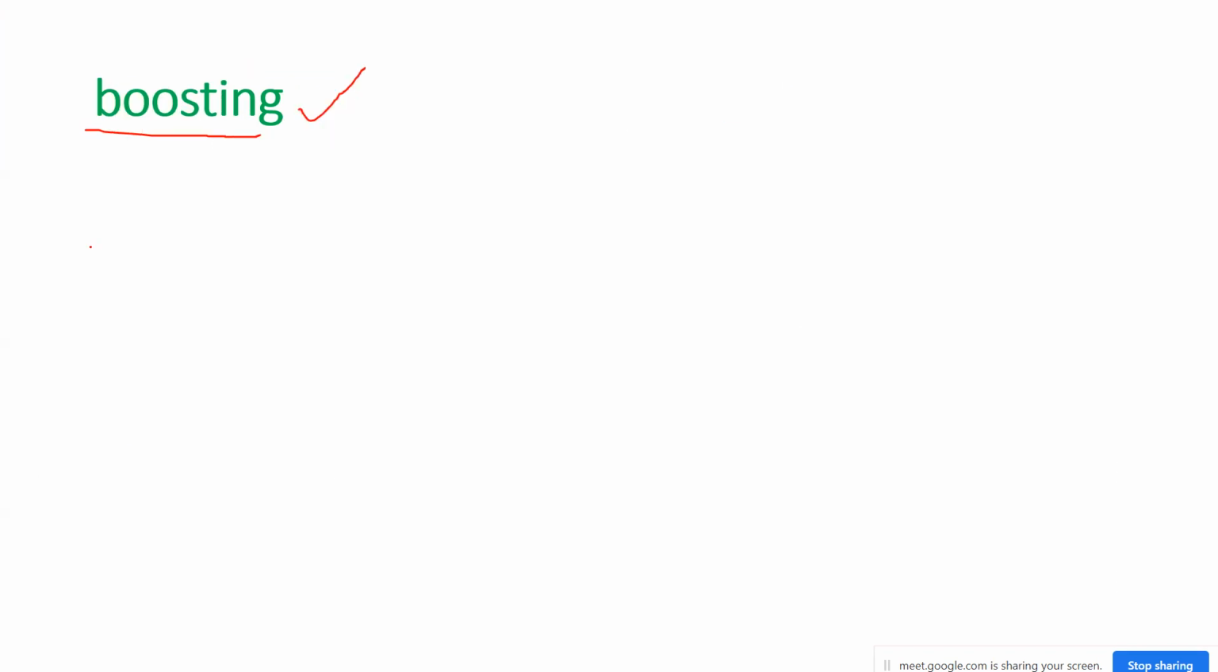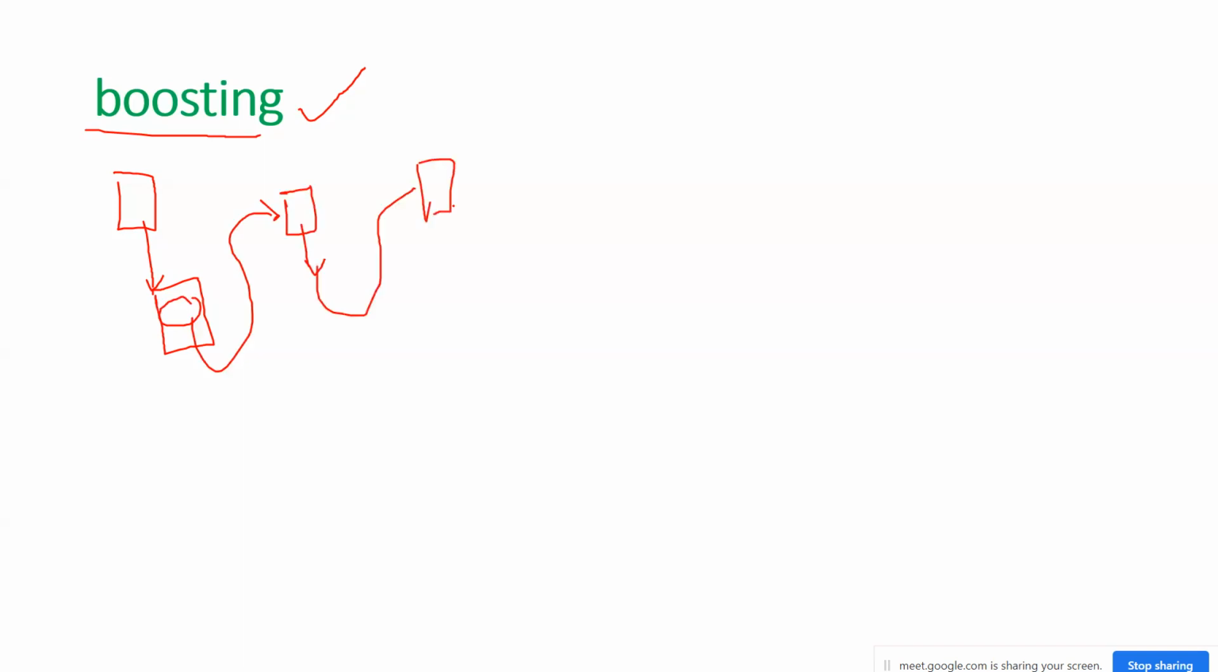But in boosting, a model is generated. This model gives the output. Based on the output, we consider the error value. We refine the model, and again we create a model. Then this model also gives output. Then we consider the error value and refine the error, that means optimizing the error. Like this, we implement optimization. So it is a boosting mechanism.